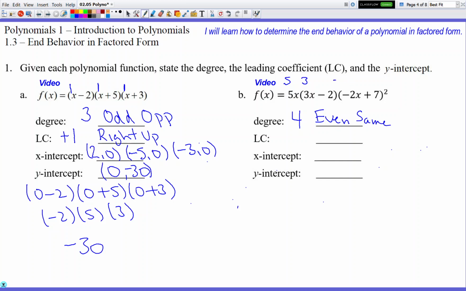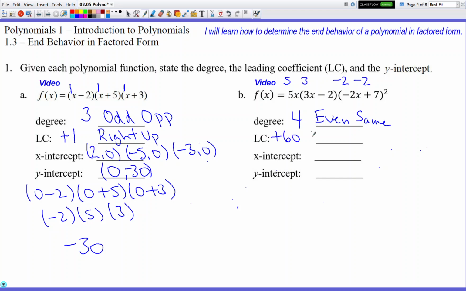I see a negative 2 in front of this x. And then I see a negative 2 in front of the other x, because there's 2 negative 2x plus 7's written, right? So I write negative 2 twice. So as far as LC is concerned, we're going to go 5 times 3 times negative 2 times negative 2, and that's going to give me positive 60.